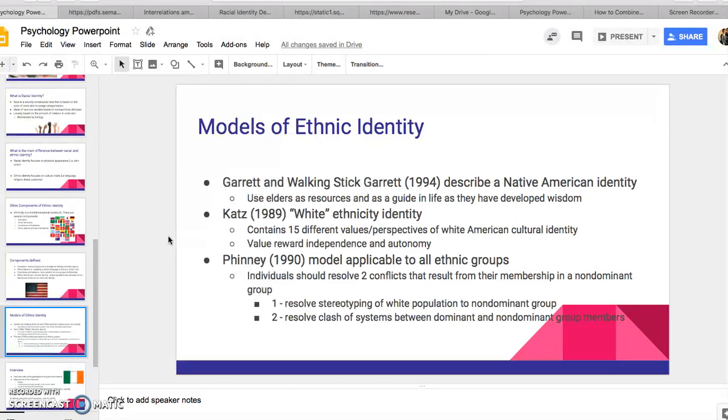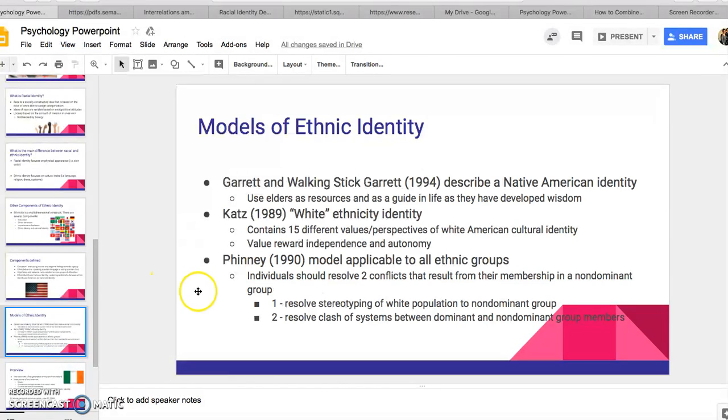The next one, Katz and white, quote unquote, white ethnic identity. She came up with 15 different values or perspectives of white American cultural identity, such as valuing reward, independence, and autonomy. And it was stated that having certain perspectives like this can obscure the connection to a shared culture. So to be careful of that.